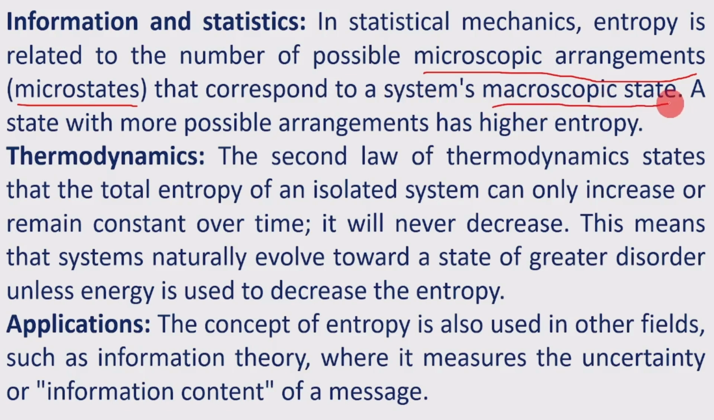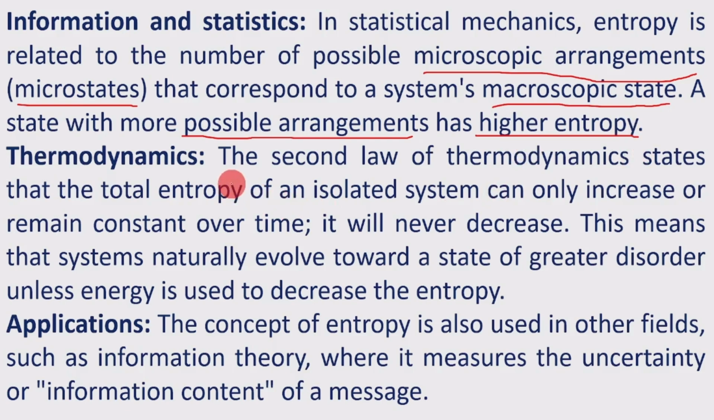The individual molecular level we do not consider as entropy; the group of molecular arrangements we consider as entropy. Here the microscopic arrangement, the individual molecular level arrangement, corresponds to the group molecular level state of the system, and that gives the entropy of the system. A state with more possible arrangements has higher entropy. That means more possible arrangements means more disorderliness, and so higher entropy for that system.